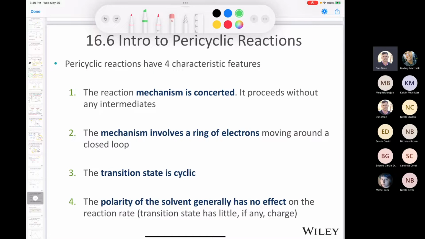That means that all curved arrows are simultaneous. The mechanism involves a ring of electrons, and you saw that in all three of those. The transition state is cyclic, and the polarity of the solvent generally has no effect on the reaction rate since the transition state doesn't have any charge.